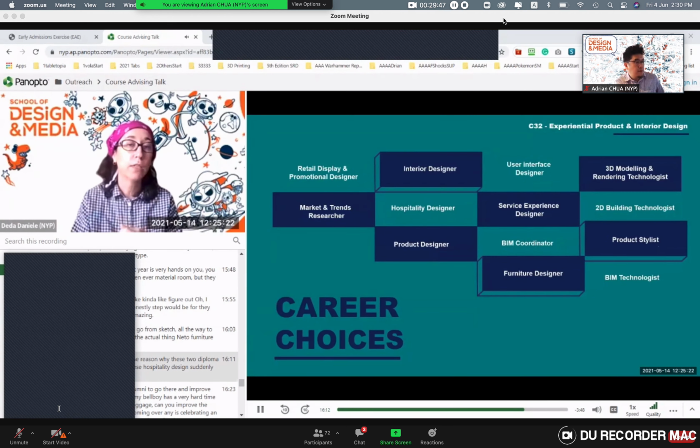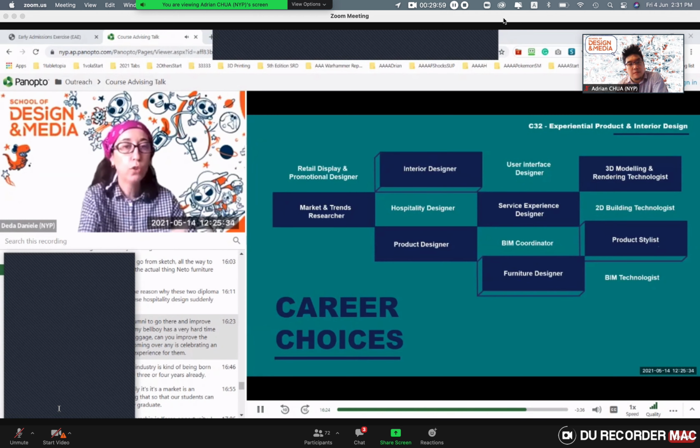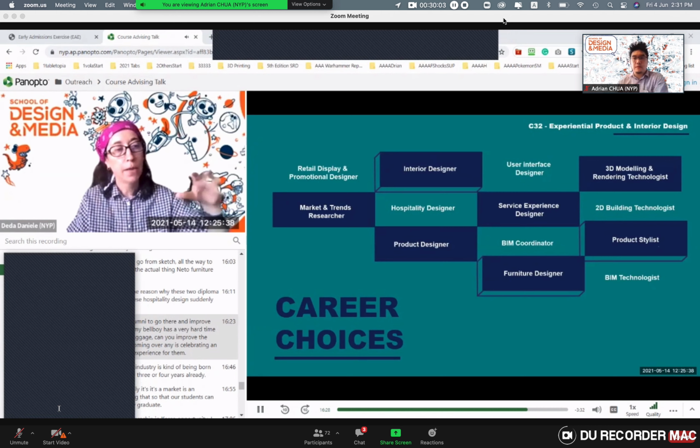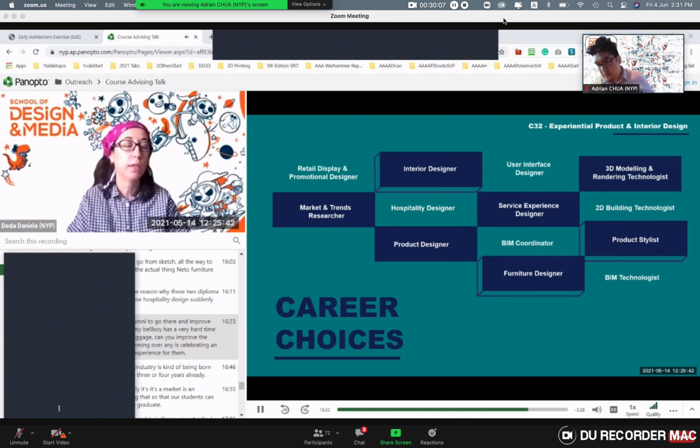Suddenly hotels start asking for our interns and our alumni to go there and improve the quality of hospitality design. My bellboy has a very hard time pushing the trolley with all the luggage. Can you improve the design of that? Or this couple is coming over and is celebrating an anniversary. Can you design the experience for them?